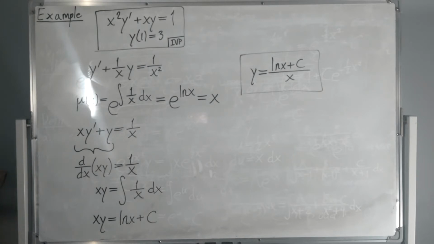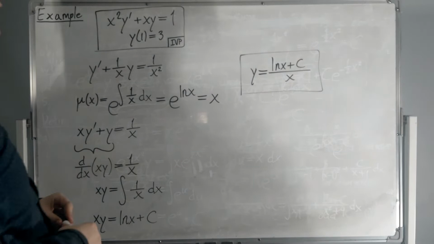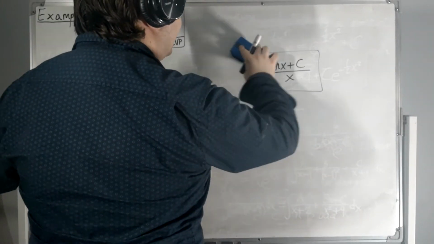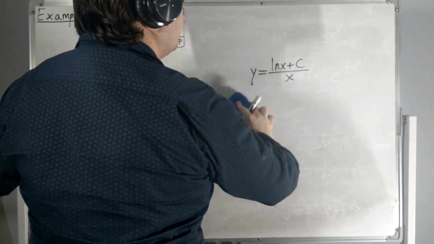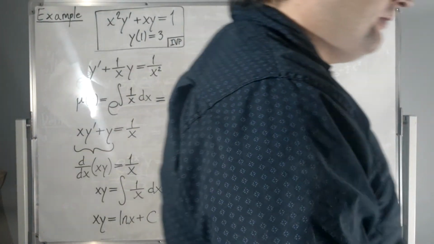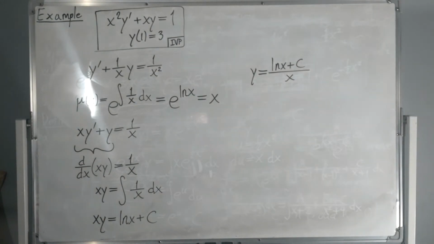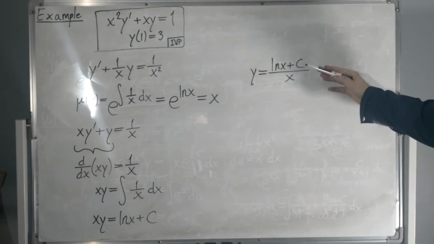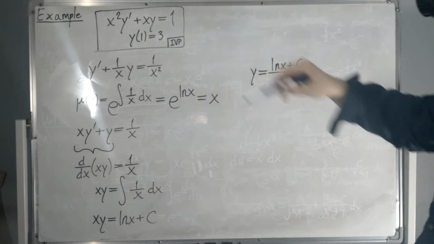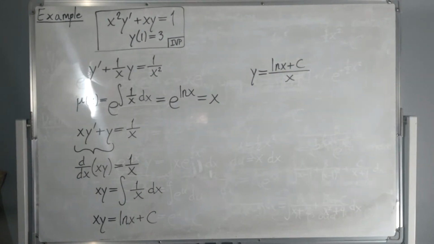Oh, wait a second. That's the general solution, but that's not the answer to the problem, because we have an initial value problem. So we're not quite done yet. There's one more thing that we have to do. We have to figure out the value of c. Picard's theorem says that there will be exactly one value of c that makes this initial value problem work, but we still need to figure out what that is.